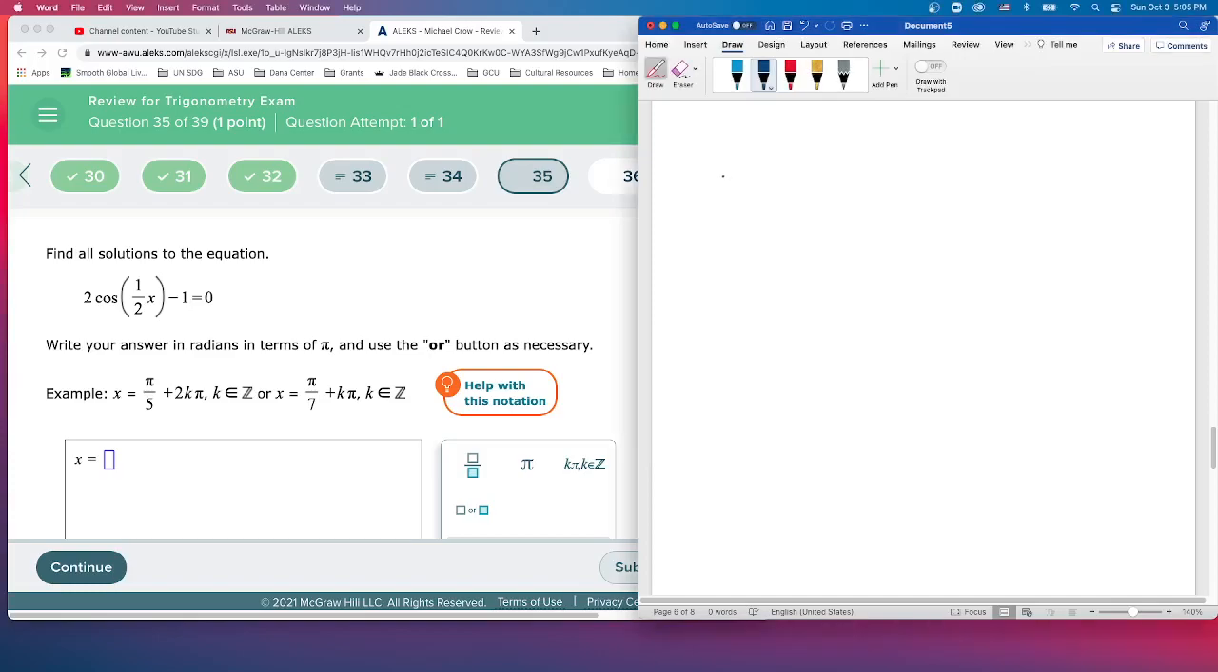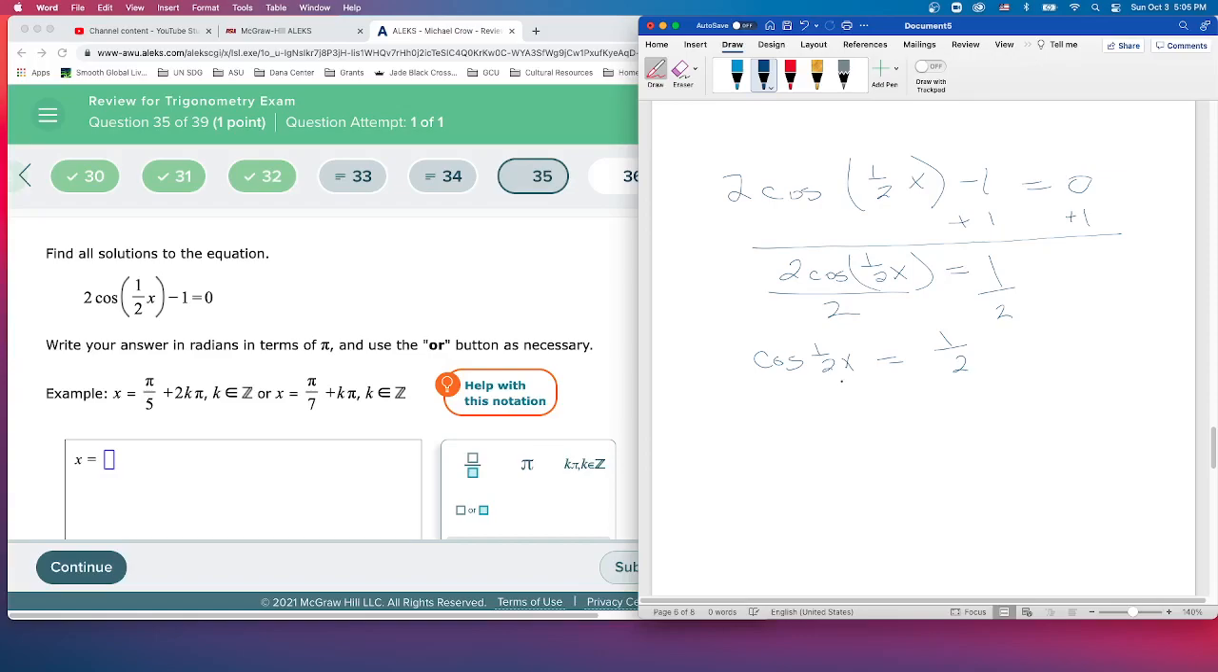Let's see, this one is 2 cosine of 1/2 x minus 1 equals 0. We need to solve for x. So we'll add 1 to both sides. No special thing to do yet. 2 cosine of 1/2 x equals positive 1. We'll divide by 2. So the cosine of 1/2 x equals 1/2.